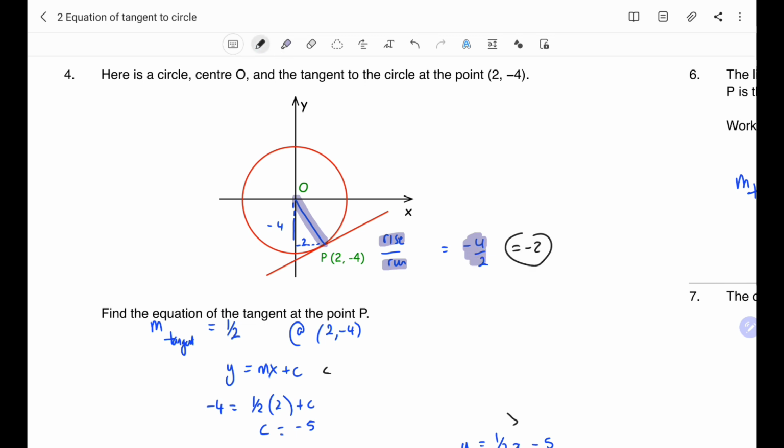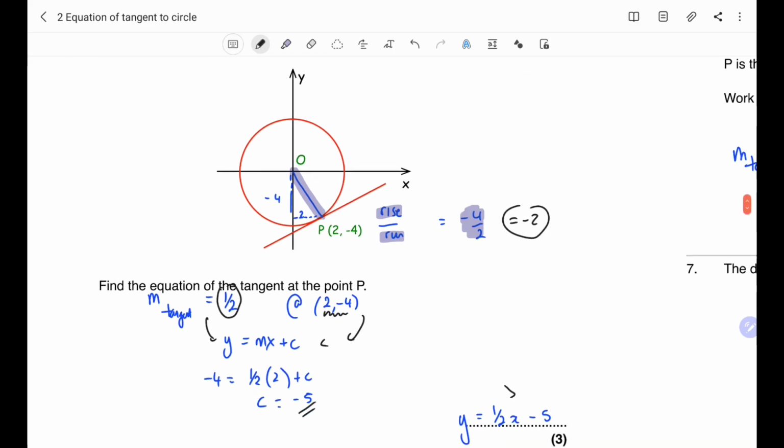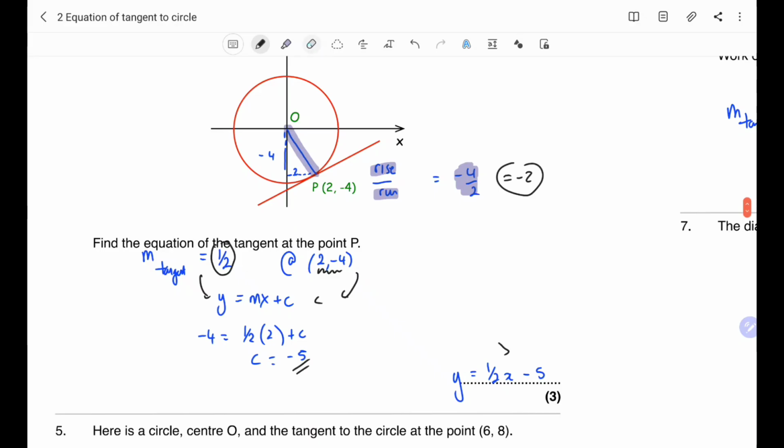So if the gradient of the line OP is minus 2, then the gradient of the tangent is a half. And it goes through 2, minus 4. Plug this information in, you get c is equal to 5. Therefore, the equation of the tangent is y is equal to a half x minus 5.